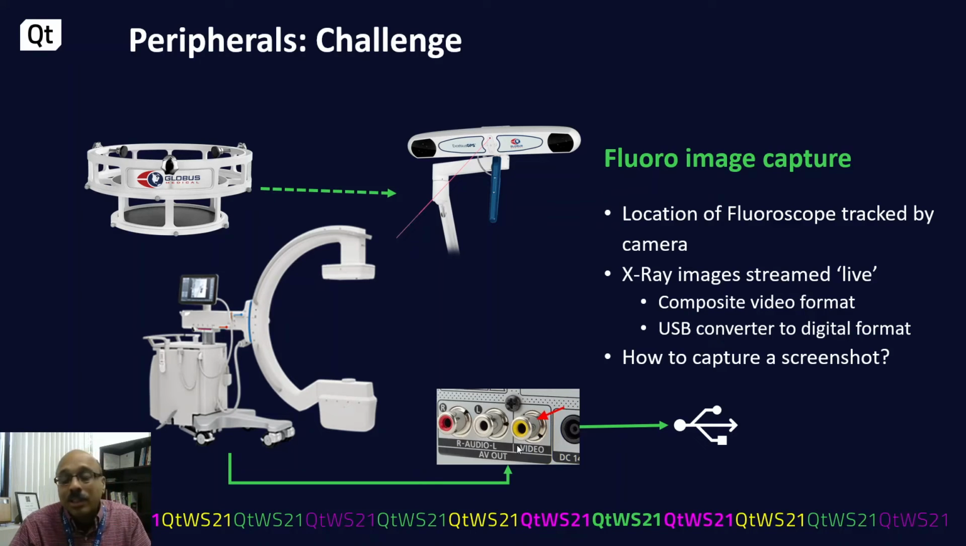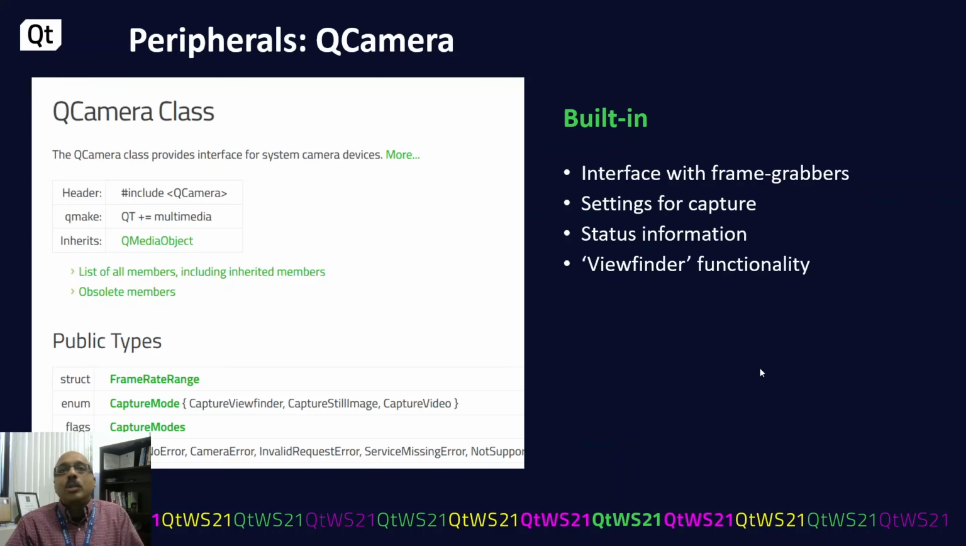So this was literally an analog stream. I think it's a 640 by 480 frame video. And now we have USB frame grabbers available to capture this analog video and convert it into digital format. Many people have used it to convert VCR tapes into DVDs or to digital videos. The challenge for us was how do we capture screenshots or sometimes even live streams from this video frame grabber cards. And the solution in Qt was the QCamera class.